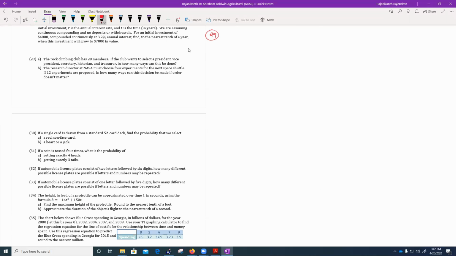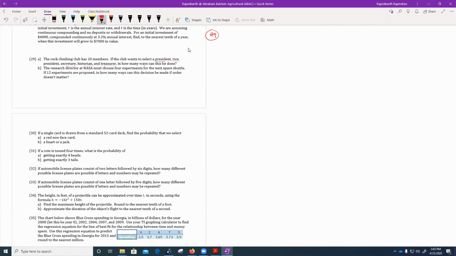Part A. The rock climbing club has 20 members. If the club wants to select a president, vice president, secretary, historian and treasurer, how many ways can this be done? Remember, now you are giving a rank, therefore order is important. So how many people do we have to choose? We have to choose 5 people, right? 1, 2, 3, 4, and 5 among those 20.